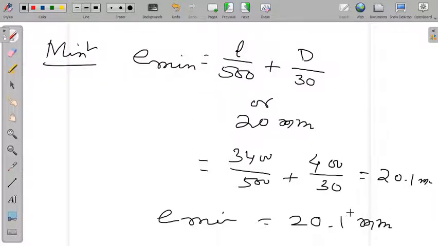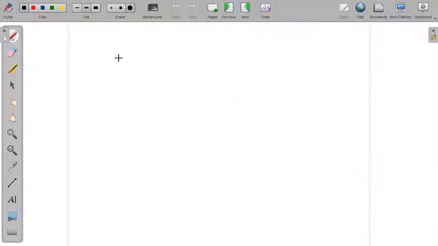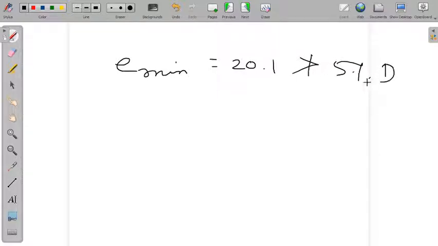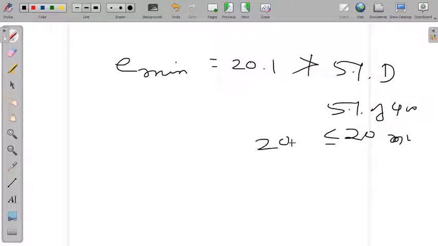Now the code says that we can design as an axially loaded short column when the minimum eccentricity does not exceed 5% of the lateral dimension. Lateral dimension is 400. So we got e minimum equal to 20.1, and it should not be more than 5% of D. What is 5% of D? D was 400, so it is 20 mm. Actually it should not exceed this.